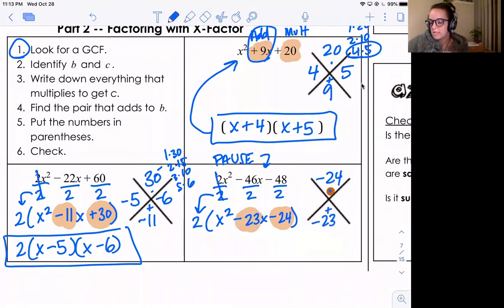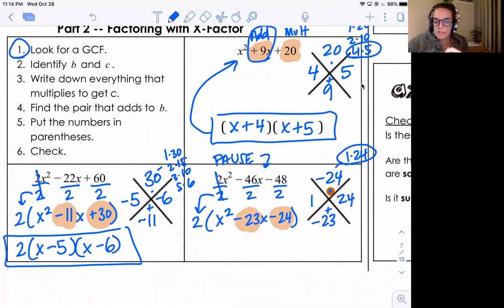So multiply to get 24, add to get 23. So 24: 1 and 24, 2 and 12, 3 and 8, 4 and 6, 5 and a decimal. So those are my options. And I need to make 23. I know if I add these, this makes 10, this makes 11, this makes 14, this makes 25. But if one of them's negative, then it could also make 23. So I know it's going to be 1 and 24.